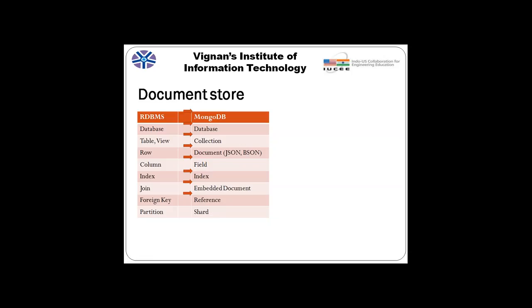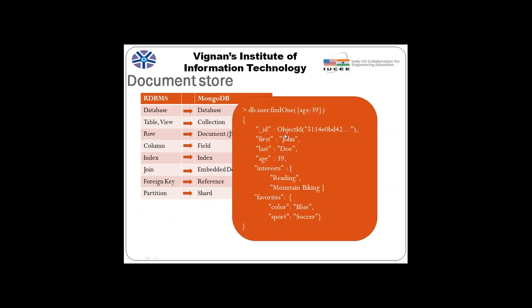The remaining things are as usual. Database is database. Table is called a collection, row is called a document, column is called a field, index is index as usual, join we call an embedded document, foreign key we call references, partition we call sharding. So how does it go on? It goes on like this.